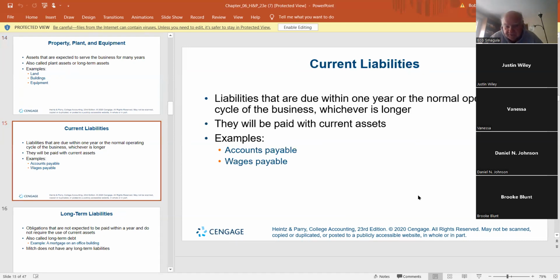Current liabilities. Liabilities due within a year. They'll be paid with current assets, of course. And they're giving you a couple of examples. Accounts payable, wages payable. Any accrual is a current liability. Taxes payable, always a current liability.